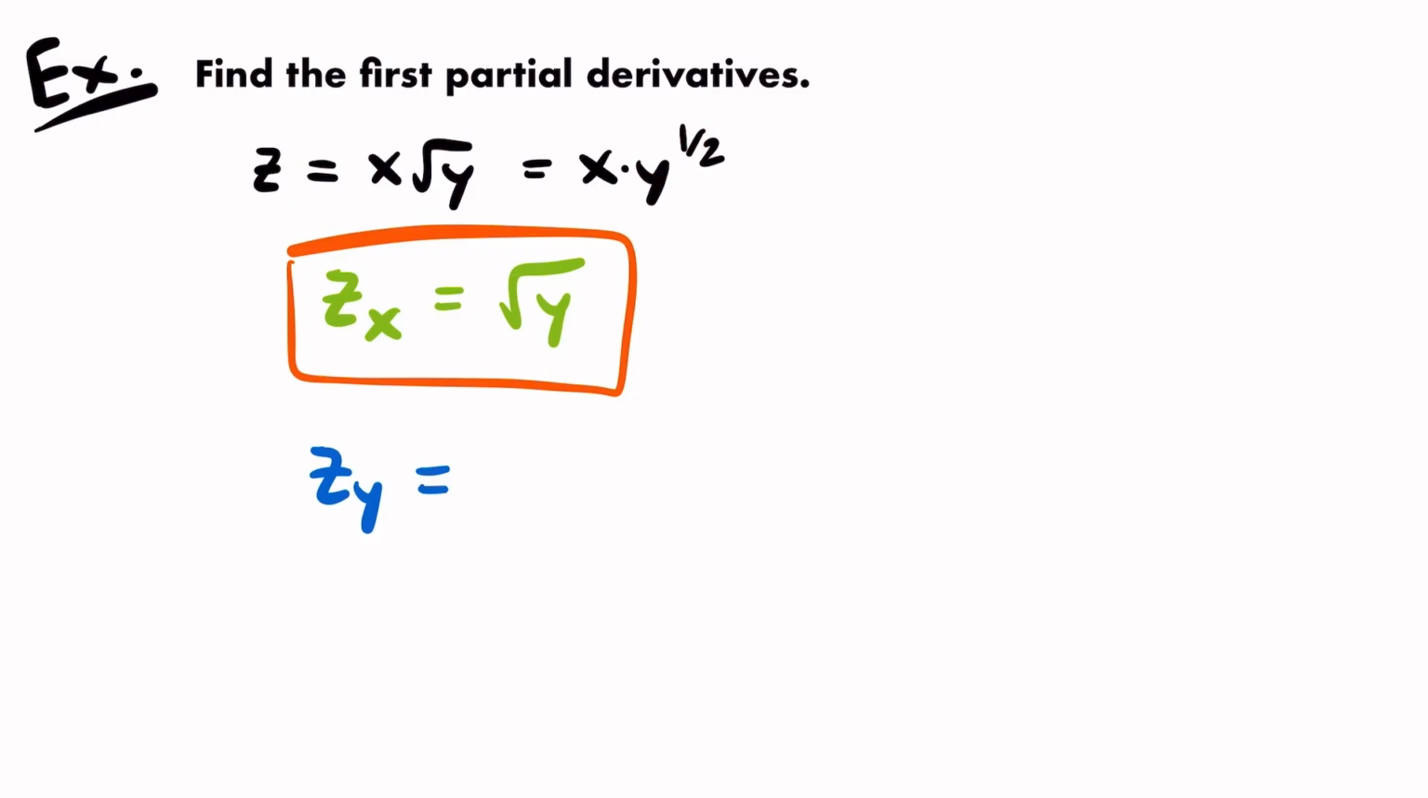All right, and so for this derivative, with respect to y, we're treating x as a constant, so you could just think of this as 2 times y to the 1/2 power. How would you take the derivative of that? Well, you would multiply the exponent down, subtract 1 from it, and that's it.